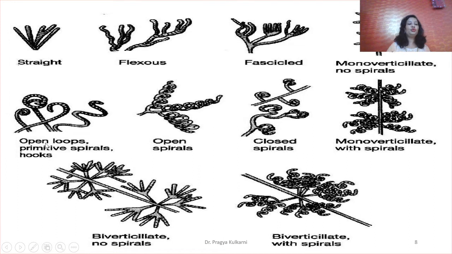Some species show open loops with primitive spirals, some open spirals with highly coiled conidial branches, and some show closed spirals, where the spirals are close to each other. Then there are biverticillate without spiral and biverticillate with spiral. These are the possible arrangements of conidial branches, through which we can identify.